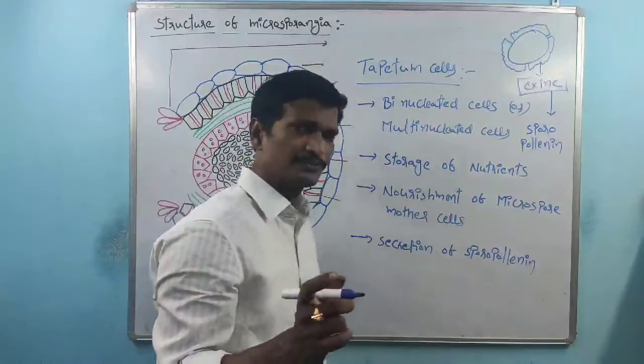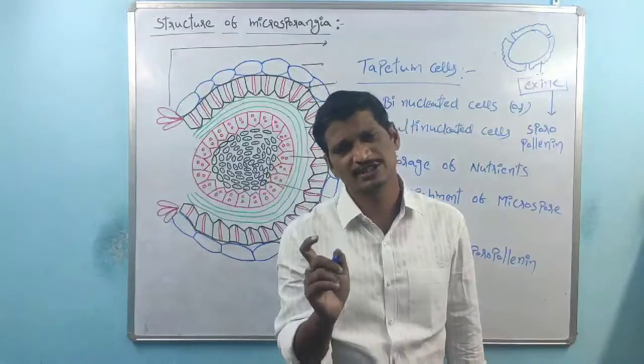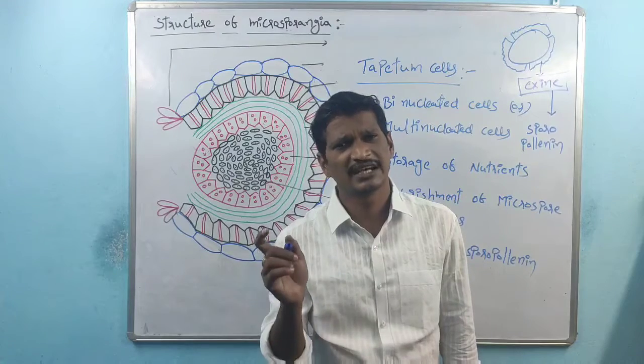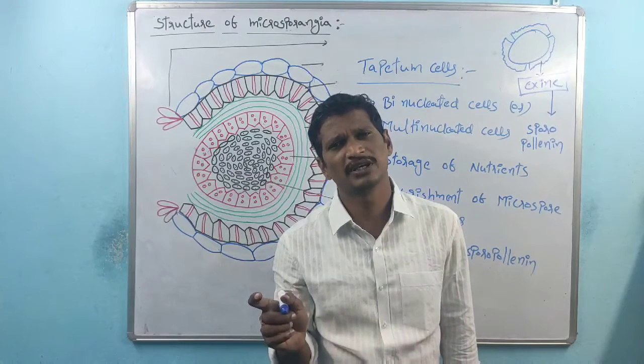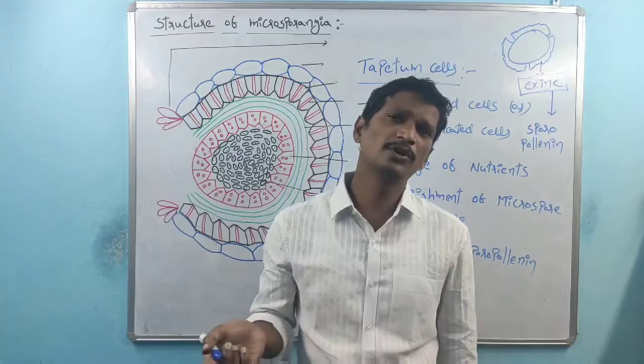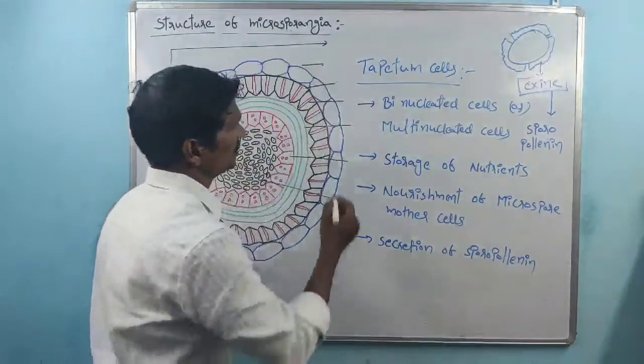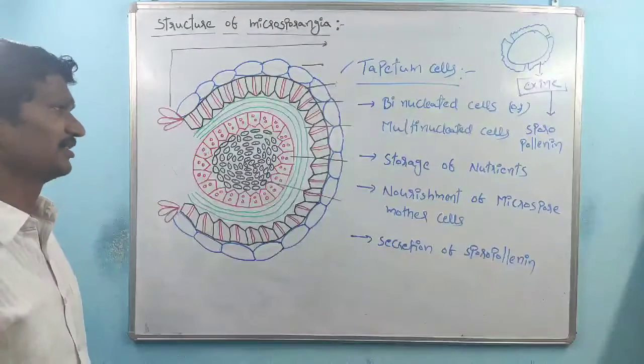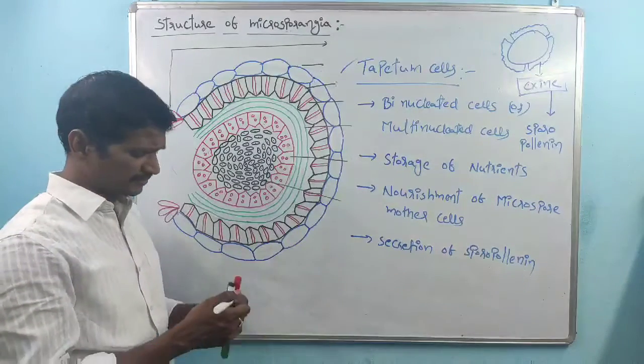So within the pollen grain, whatever the outermost structure is, it is called the exine, right? The exine is majorly made up of sporopollenin. Sporopollenin is secreted by tapetum cells, right? So that is about some of the functions.